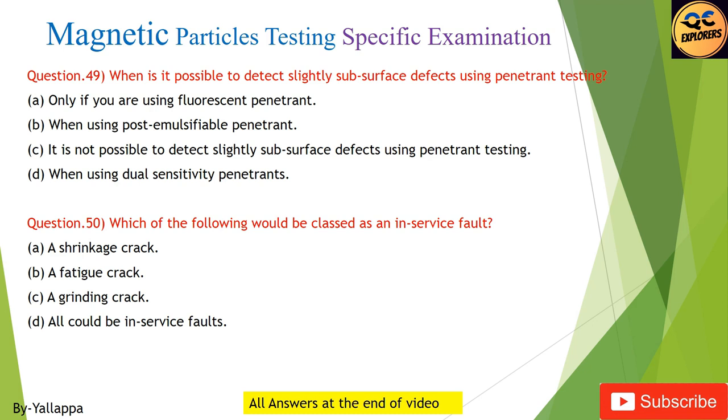Question point 50. Which of the following would be classed as an in-service fault? A shrinkage crack, a fatigue crack, a grinding crack, all could be in-service faults.